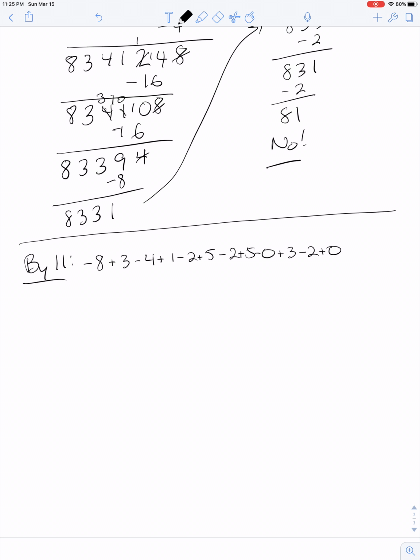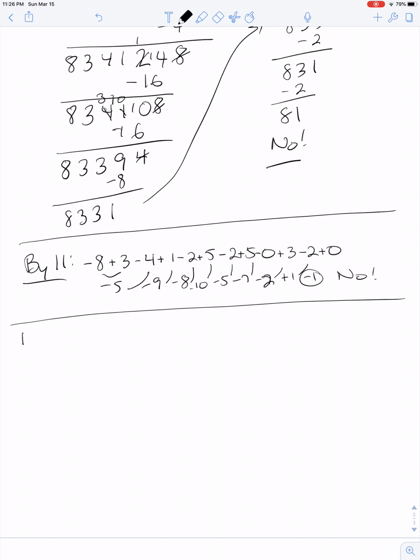And then again, either using your calculator or just simplifying as we go along. So in this case, negative 8 plus 3 would be negative 5. Negative 5 minus 4 would be negative 9. Plus 1 would be negative 8. Then negative 10. Negative 5. Negative 7. Negative 2. Plus 1. Minus 2 would be negative 1. And since 11 doesn't divide negative 1, this is also a no.